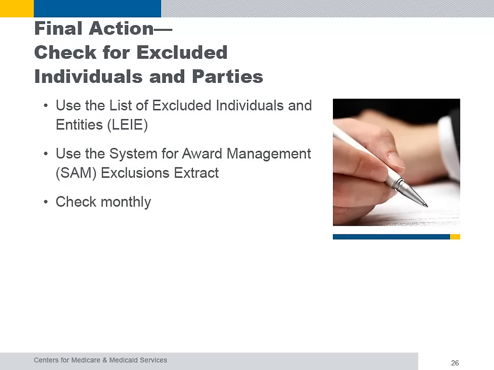To prevent hiring excluded individuals or entities, implement a process for exclusion screening. It is the business owner's responsibility to make sure excluded individuals are not working for him or her. Check for excluded individuals by visiting the LEIE on the HHS OIG website and the SAM exclusions extract on the SAM website. If additional information is needed, it is available in the Exclusions FAQ section on the HHS OIG website.